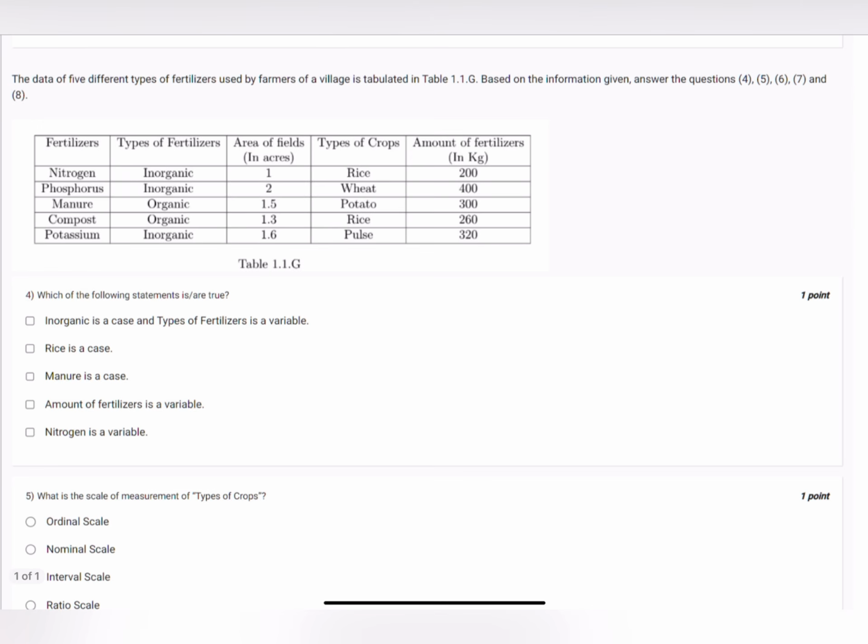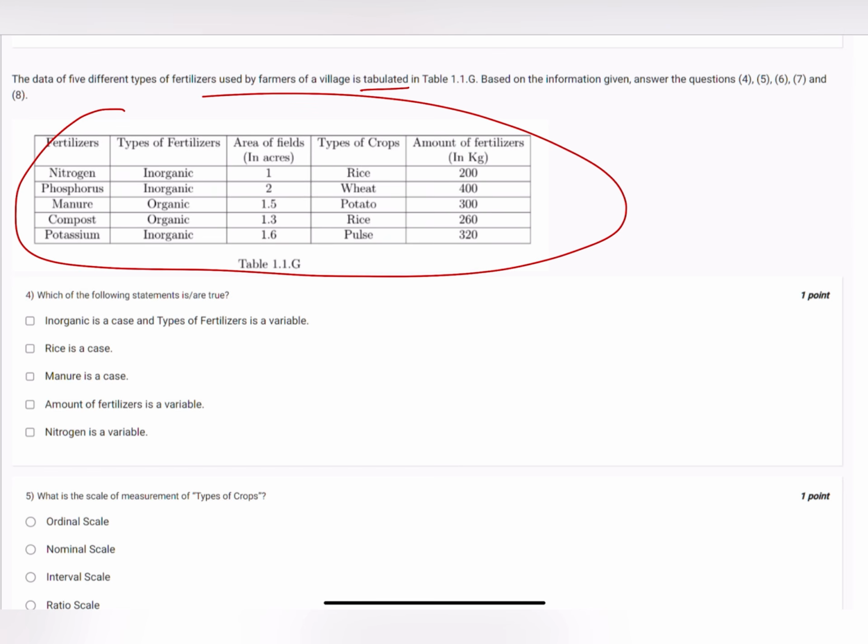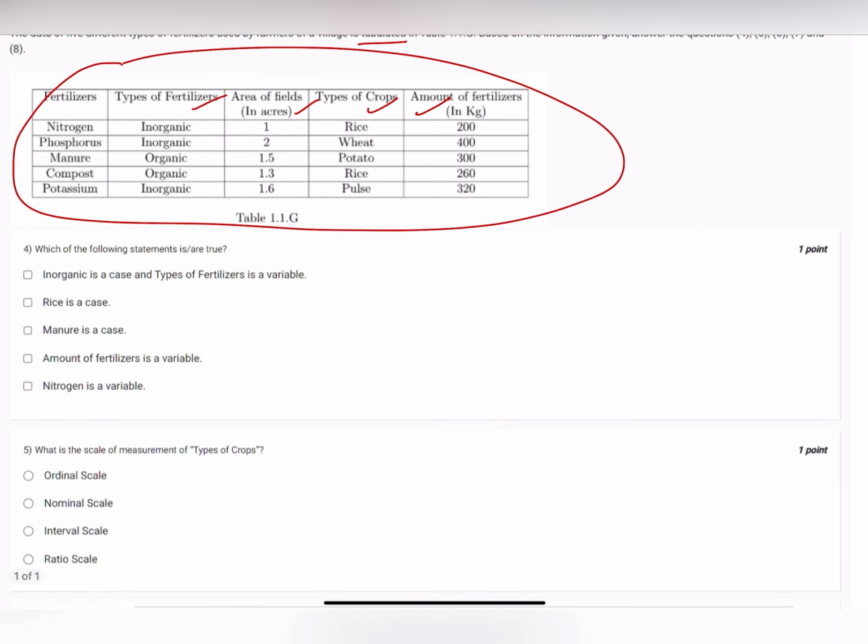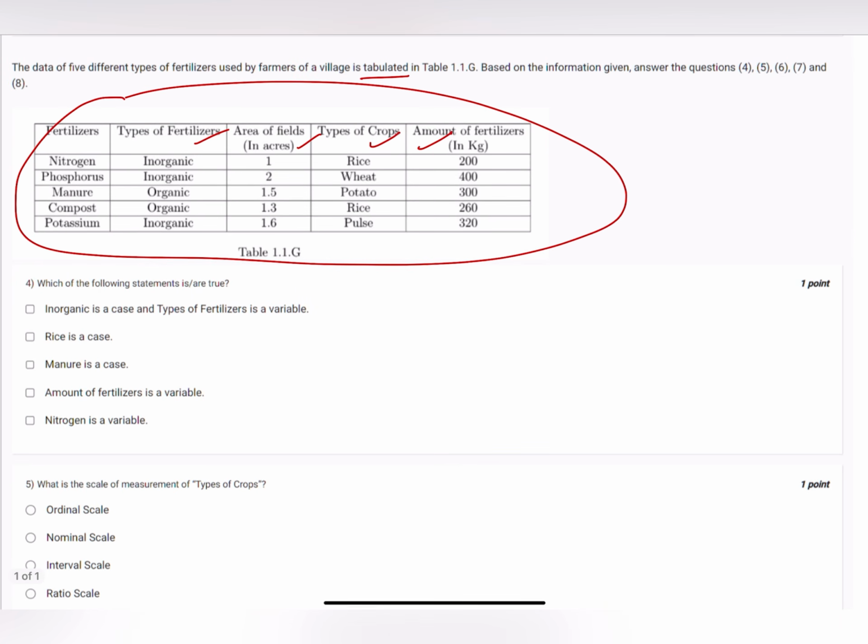The data of 5 different types of fertilizers used by farmers of a village is tabulated. Now, the thing here to be noted it is tabulated. Okay, we'll talk about it later. Based on the information given, answer the following questions 4, 5, 6, 7, and 8. So, this is a tabular data that we are given here. It consists of different attributes, that is fertilizers, type of fertilizers, area of fields, type of crops, and amount of fertilizers. Now let's go to question number 4 and see what this question is asking.